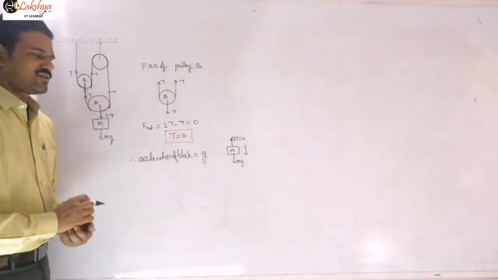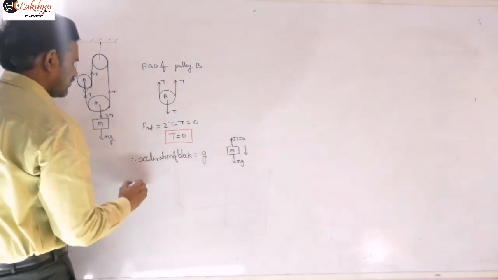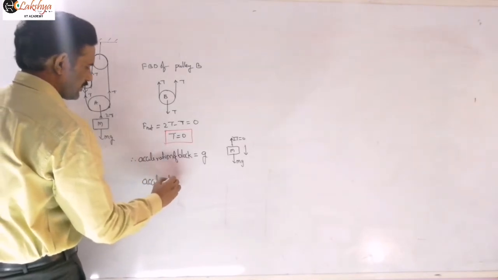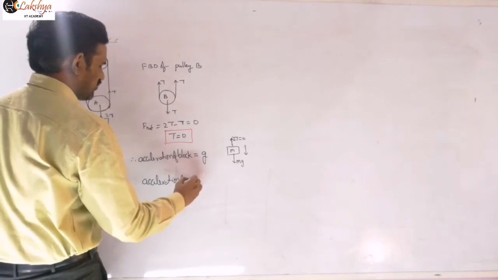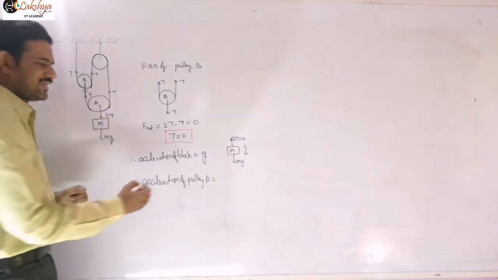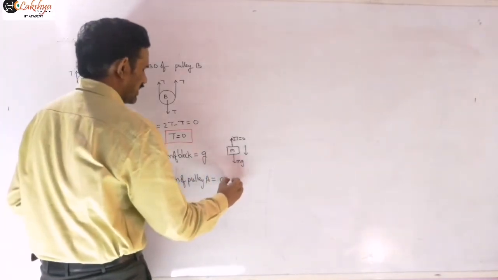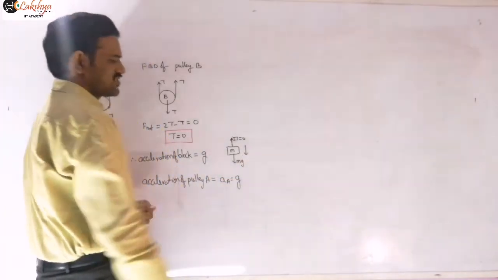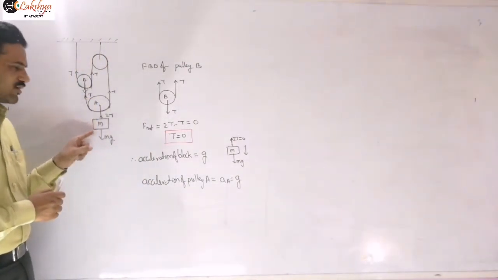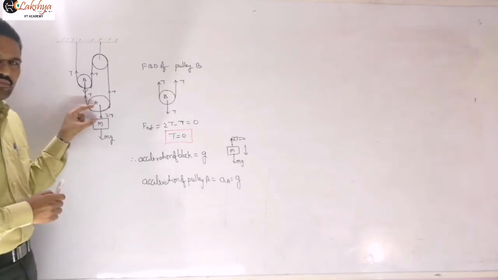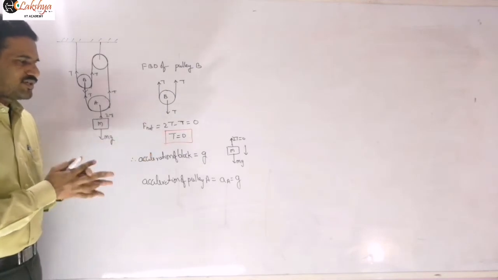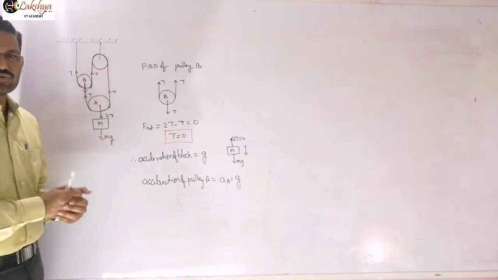Then the only force is this mg here. Therefore, the acceleration of pulley A should also be g, because this pulley is connected to this string and block, and so these two always have the same acceleration, because those two are connected by an inextensible string. So the acceleration of pulley A is also g.